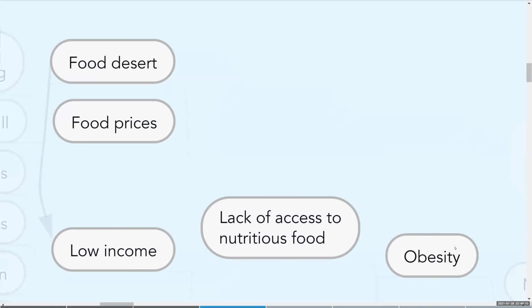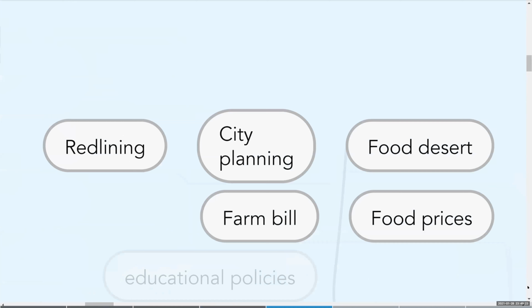Why would they have lack of access to nutritious food? Well, they might live in a food desert, maybe because food prices are high, maybe because they have a low income. And so moving on, why might they live in a food desert? Because of city planning. And that is something that you can tackle. Why might city planning put them in a food desert? Well, because of redlining. And historical redlining, you might not be able to address, but you can make these connections just so you know what the root causes are.